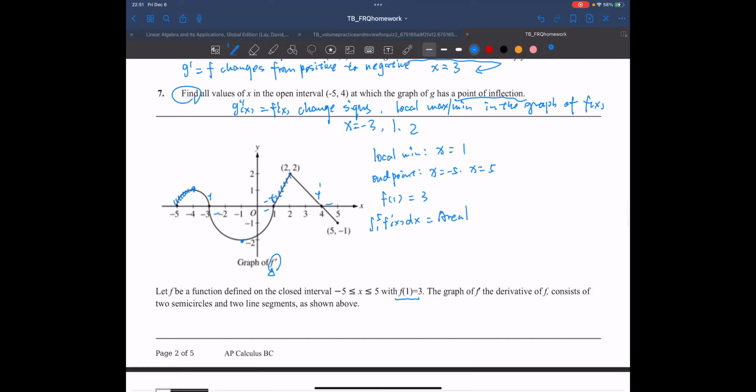The area from 1 to 5 equals 3 minus 1 over 2, which is 5 over 2. Okay, so we can use the first FTC. It means f of 5 minus f of 1. So f of 5 minus 3 equals 5 over 2. F of 5 is larger than 3. The same for the question about -5.